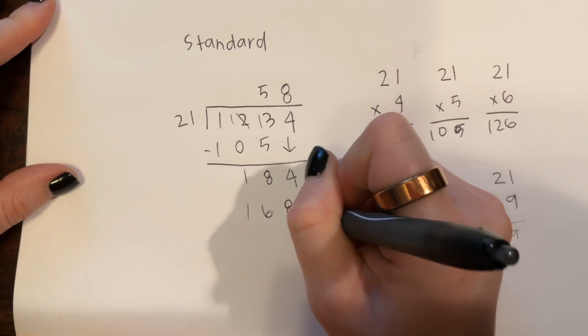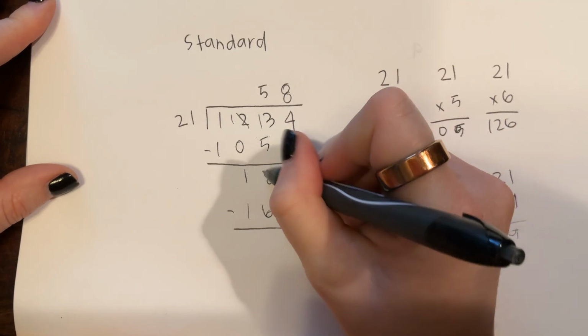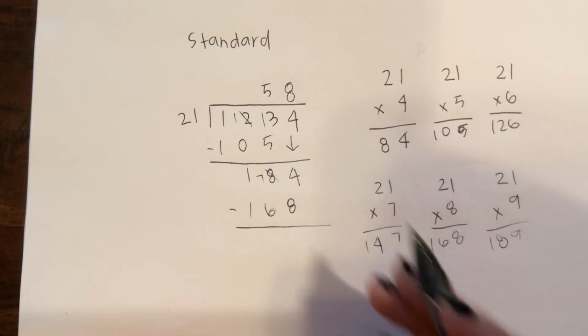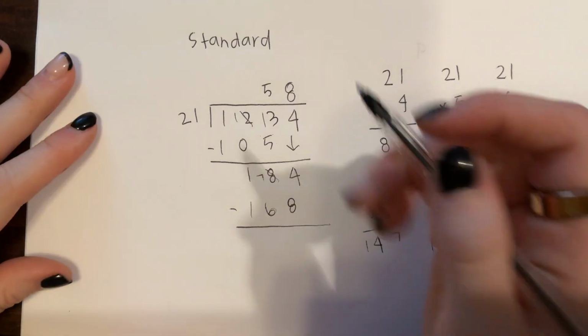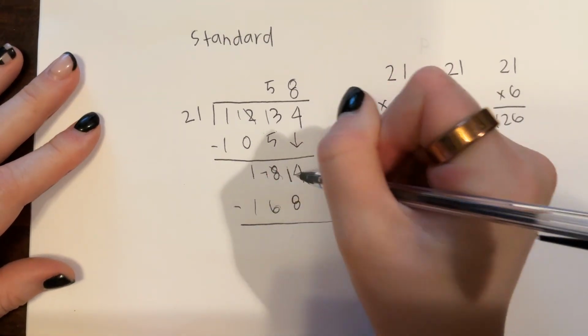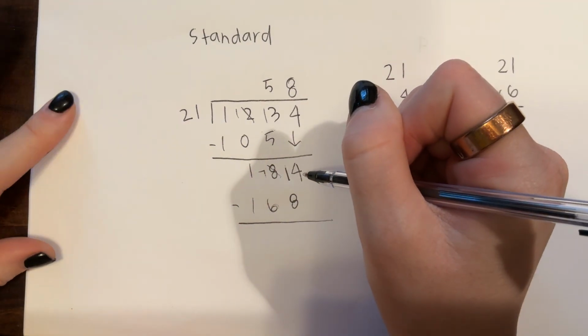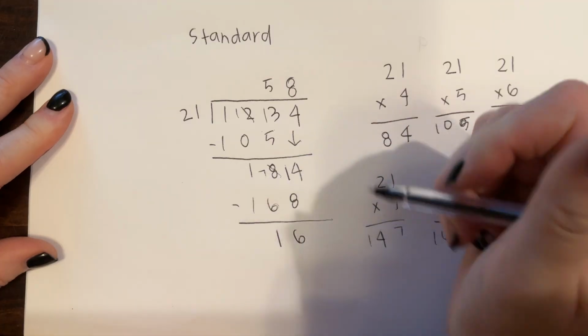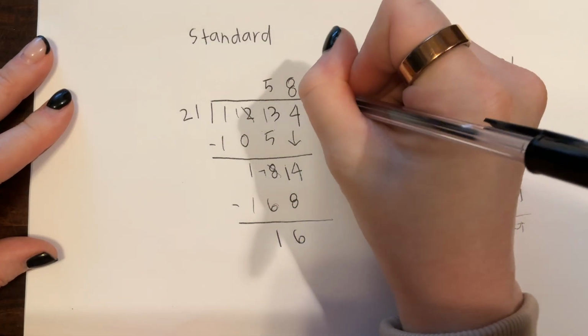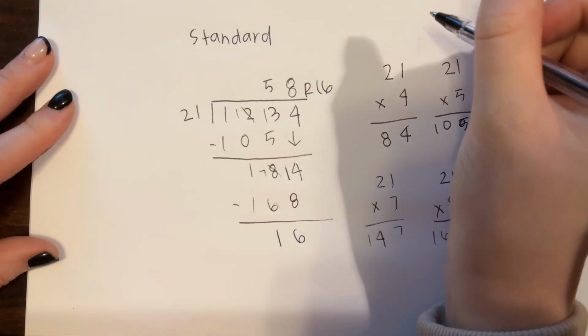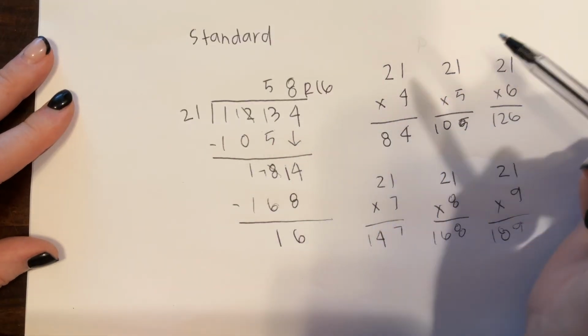Oh no, my pen is dying. 14, 13, 12, 11, 10, 9, 8, 7, 6. 21 cannot go into 16 because 16 is too small, so we have remainder 16. So our answer for the standard algorithm is 58, remainder 16.